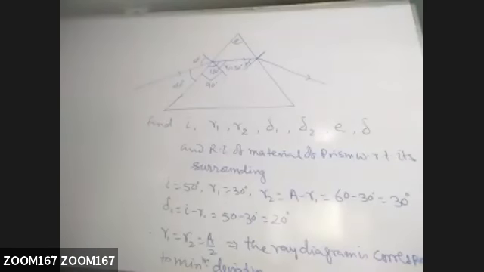So this is the case of symmetric deviation. So this delta 2 will be equal to delta 1. So it is 20 degree. This E will be equal to I. So this angle of emergence will also be 50 degree.